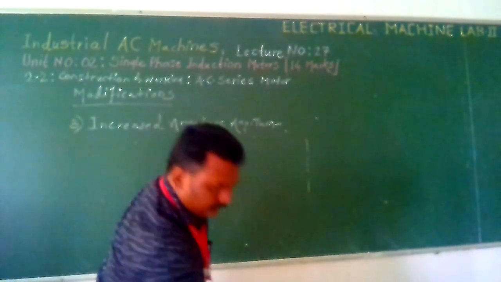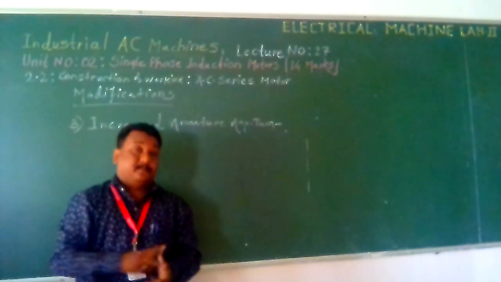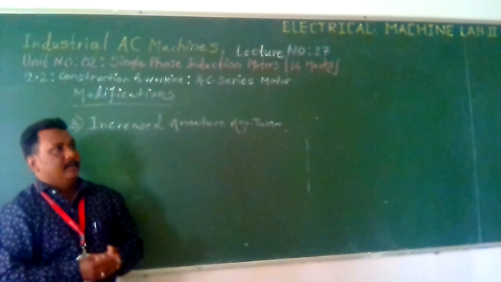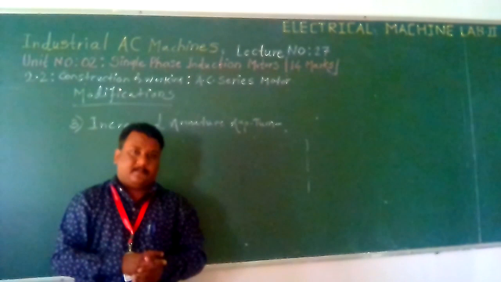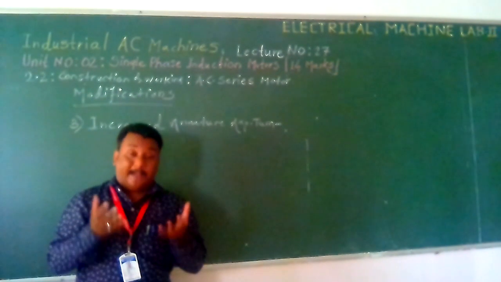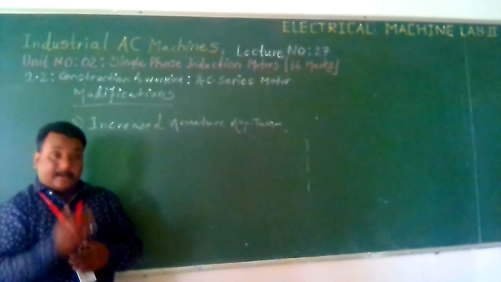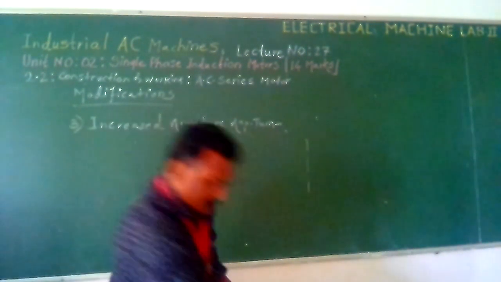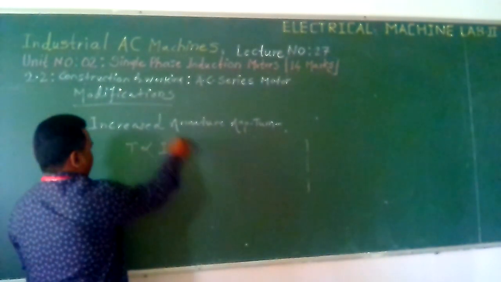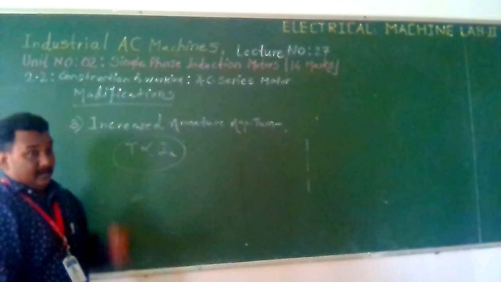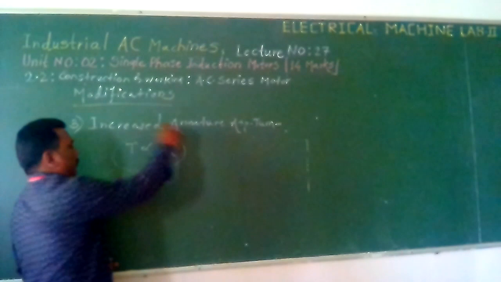Here we know that the armature is the main part of any machine or any motor, because the armature produces the torque, which is responsible for handling the load. So armature torque depends upon the armature current. Torque depends upon the armature current, and we are seeing that in a DC series motor it is directly proportional to I square.